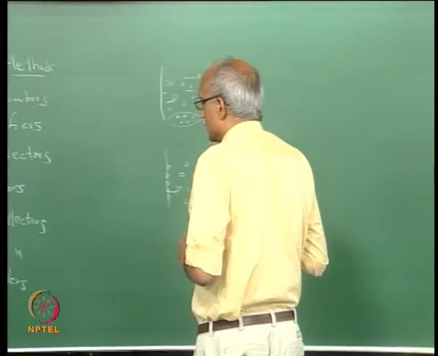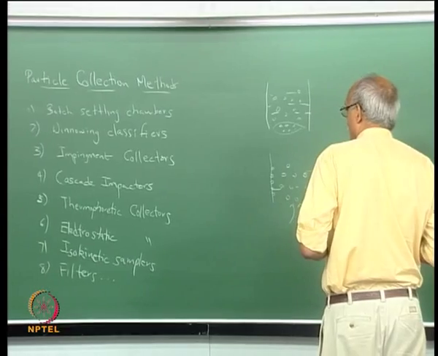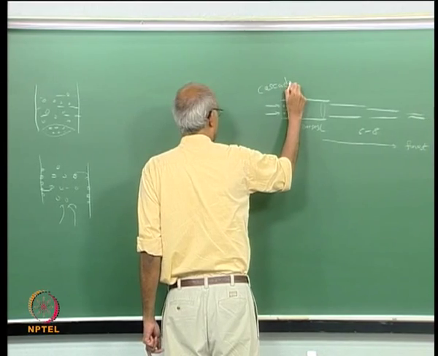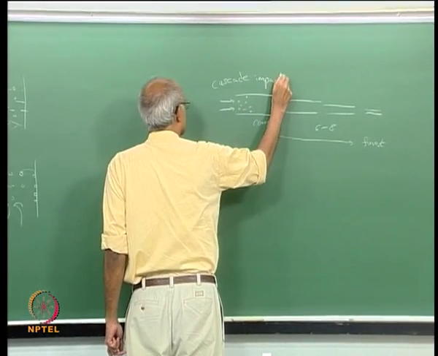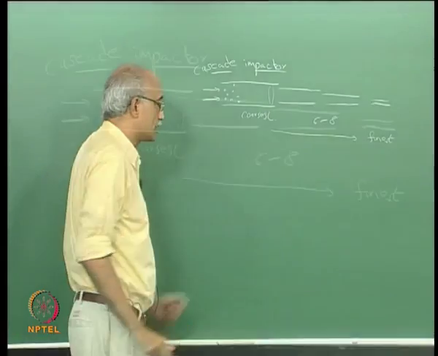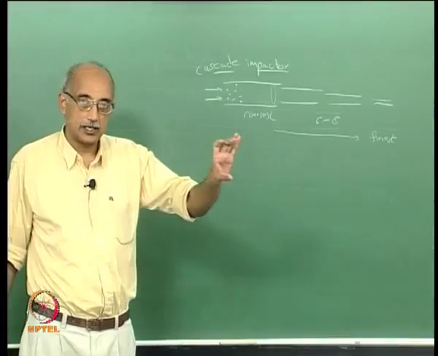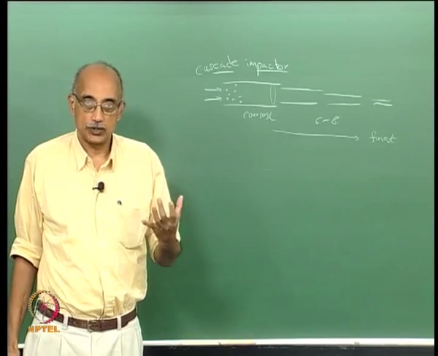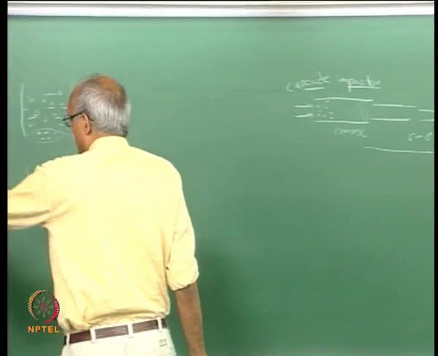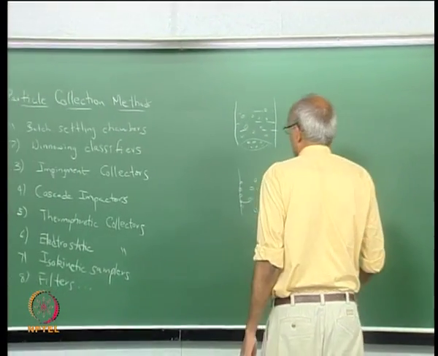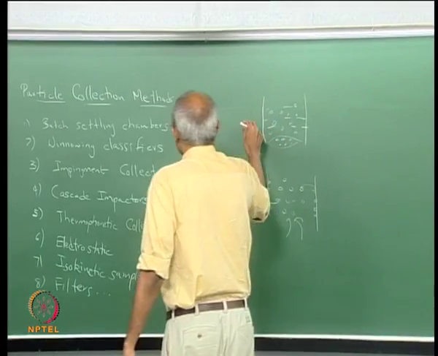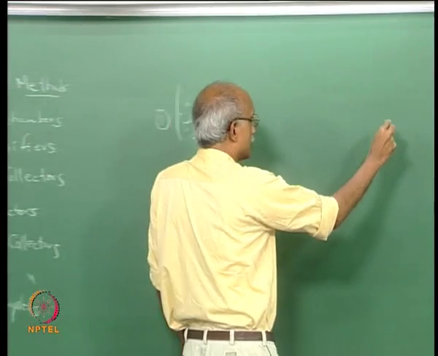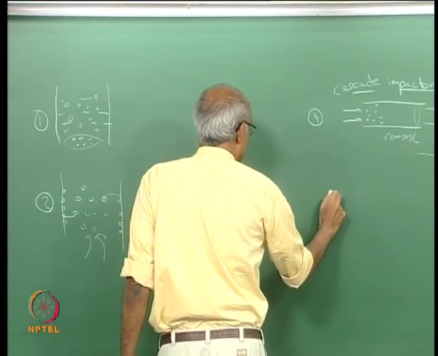The next technique is cascade. I am sorry, this is actually the cascade impactor technique. It is essentially an arrangement in which we have a cascade of collecting plates and we are making use of the impaction of particles to do the collection. The one we skipped over, impingement collectors. So, let me attach each one of these with some numbers. So, this is a representation of 1, this is a representation of 2, this is a representation of 4, 3.